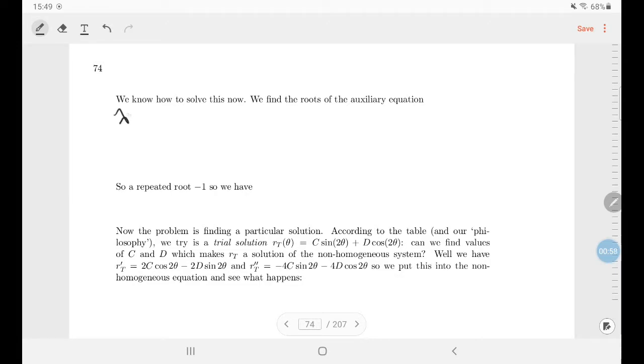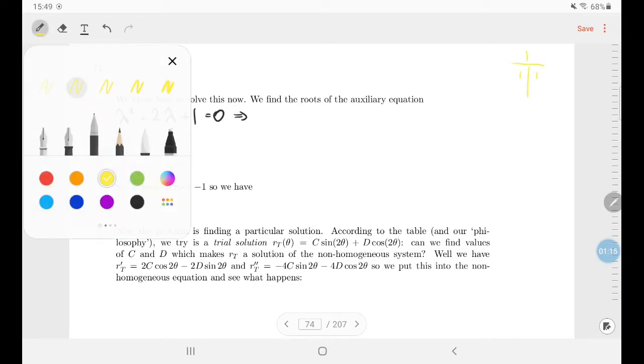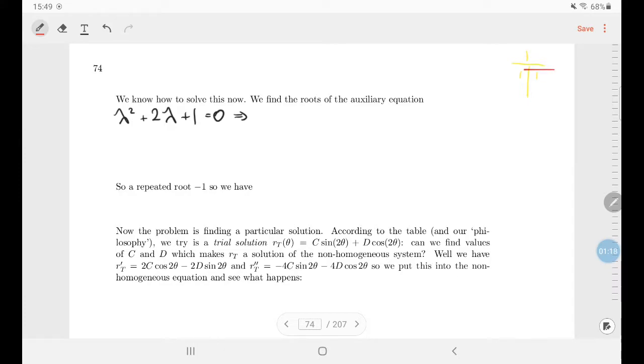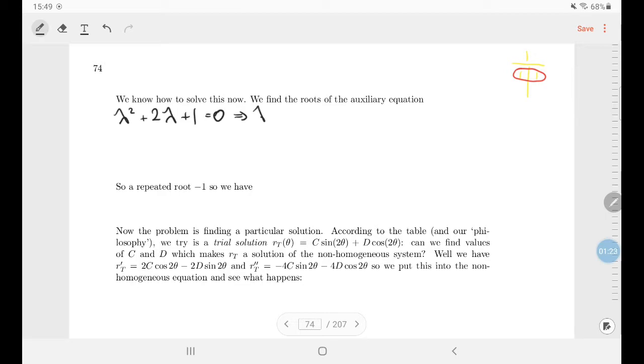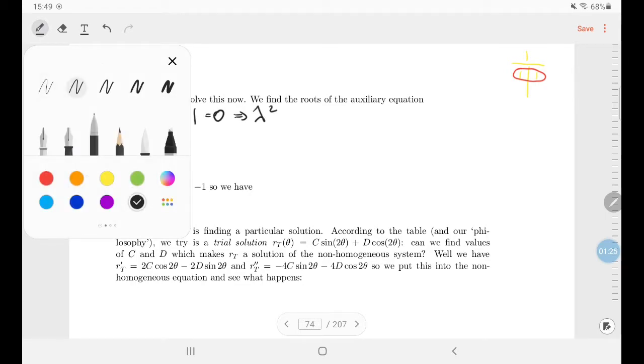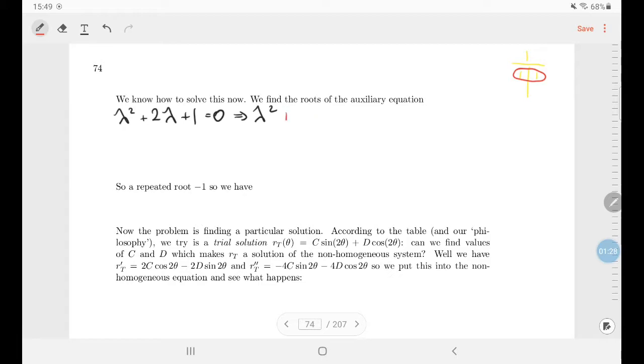So 1, 2, 1. I recommend factorizing this. To do the factorization, I'm recommending the AC method. It's 1 by 1 giving you 1, and there's only one possible factor, 1 and 1. Can it make 2? Yes, that's good. So we have lambda squared, and I can rewrite the 2 lambda as 1 lambda plus 1 lambda, plus 1 is equal to 0.